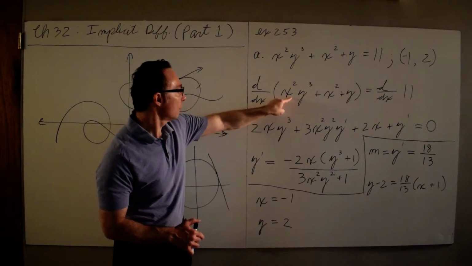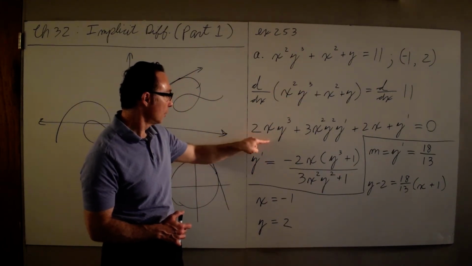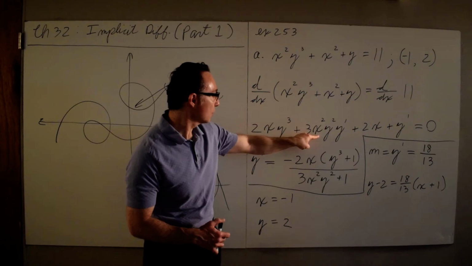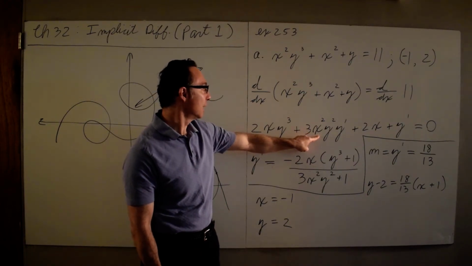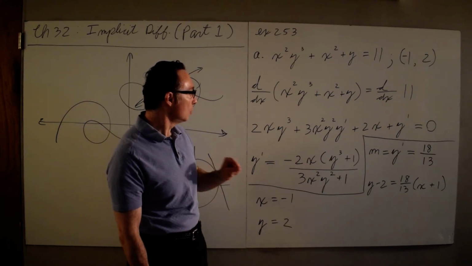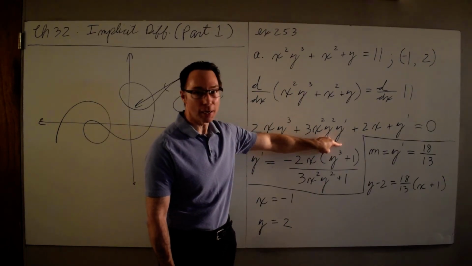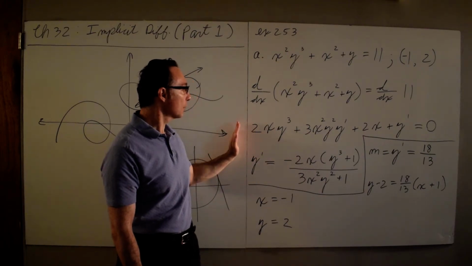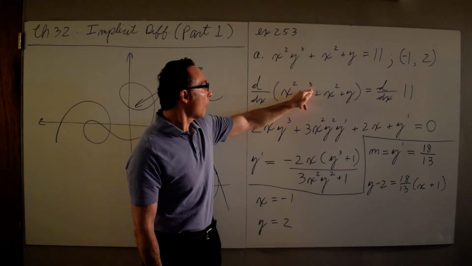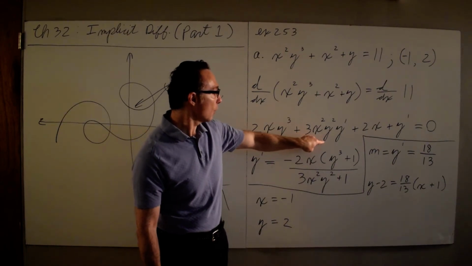So we take the derivative of x squared times y cubed. We use the product rule. We take the derivative of the first term times the second, plus the first term, which is x squared, times the derivative of the second. So now we take the derivative of y cubed. The derivative of y cubed is 3 times y squared times the derivative of y with respect to x. Remember, we're differentiating with respect to x. y is a function. So the derivative of y cubed is not only 3y squared. It's 3y squared times y prime.